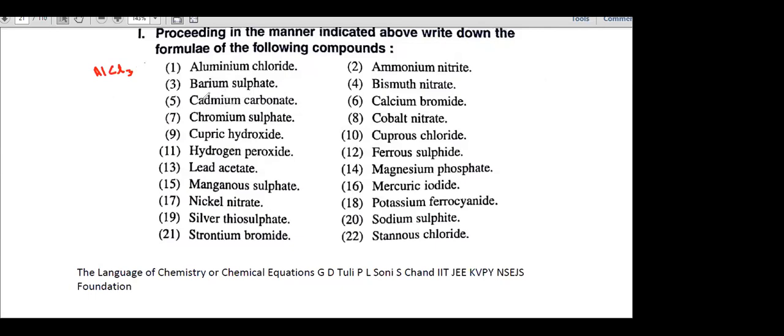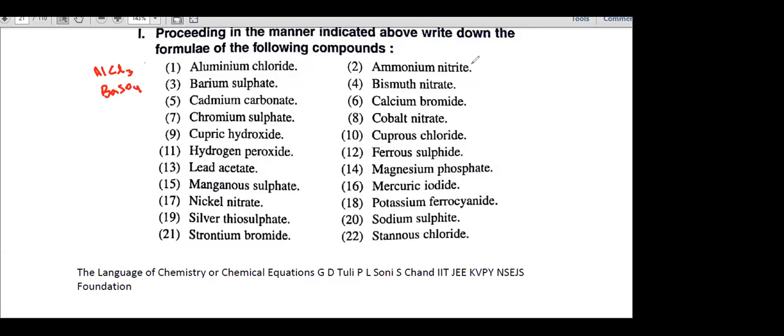Barium sulfate. Sir, which one are you asking? The third one, barium sulfate. Sir, it is BaSO4, because both have valency 2, 2.